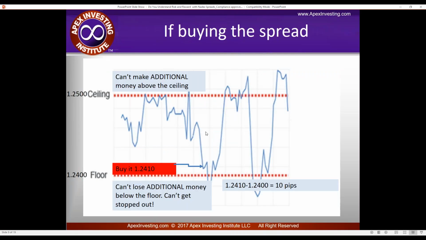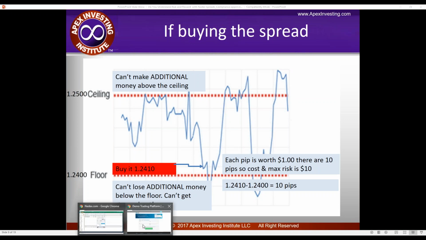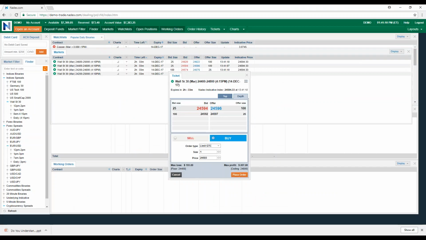Let's look back over here. What have we been teaching you? At expiration, with the spread, each point is worth $1, right? So I bought it at 593, it expires at 592. How much did I lose? I lost $1. That is the big difference between binaries and spreads.